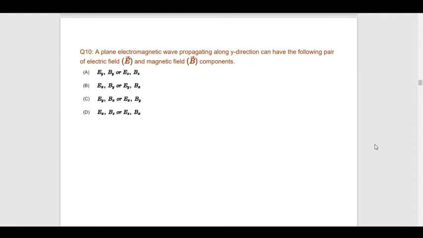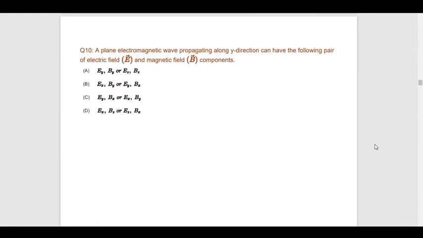So question number 10 says that a plane electromagnetic wave propagating along the y direction can have the following pair of electric field and magnetic field components. In this question, you should understand that the relation between the direction of propagation and the direction of electric field and magnetic field is given by this equation: C cap equals E cap cross B cap. And also we know that the magnitude of magnetic field equals the magnitude of electric field divided by speed of light. Right?